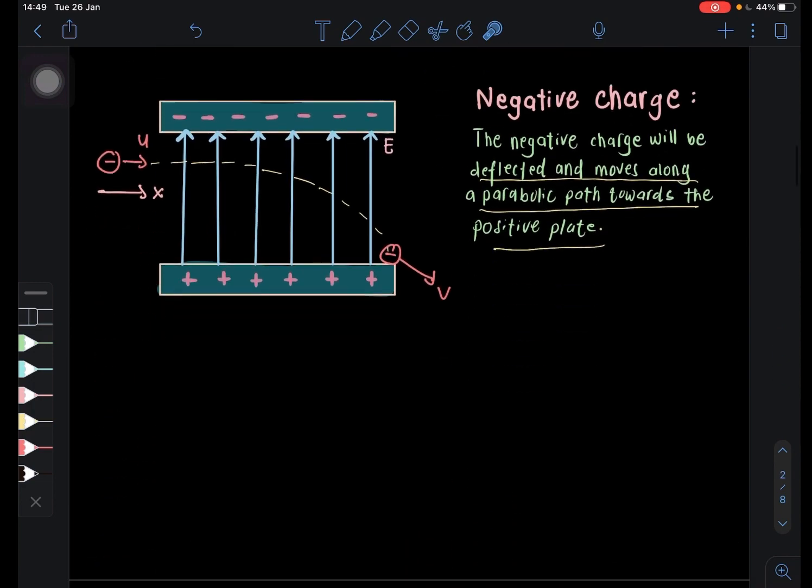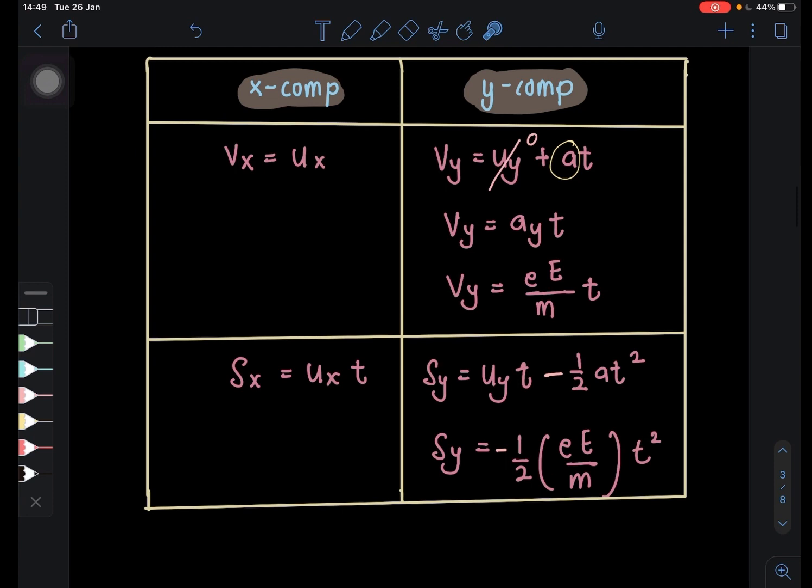But for this case, A will be equal to the number of electron times the electric field divided by m, which is why we will get this one. So the final formula is Vy is equal to the number of electron times the electric field divided by m, times T, and T here will be the time taken.